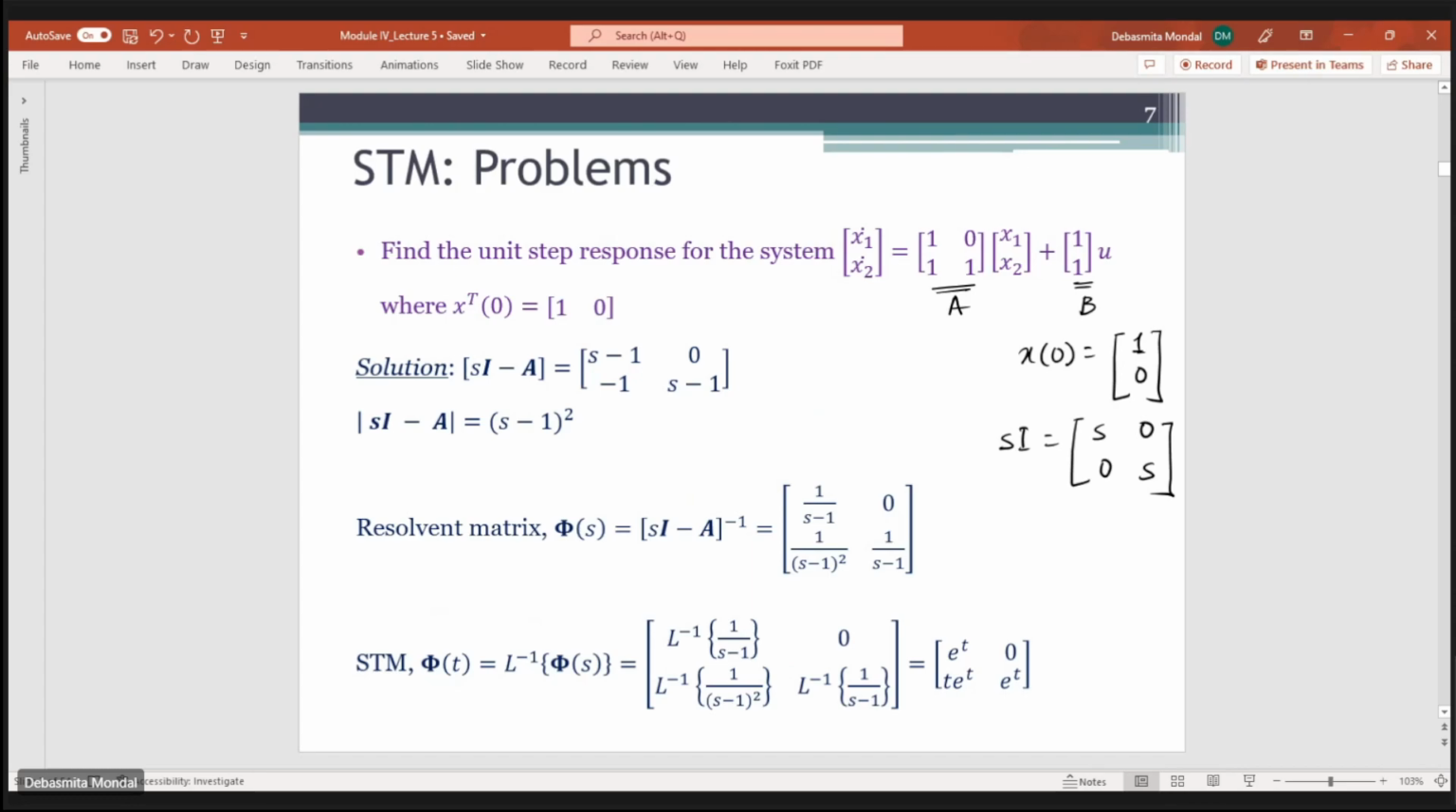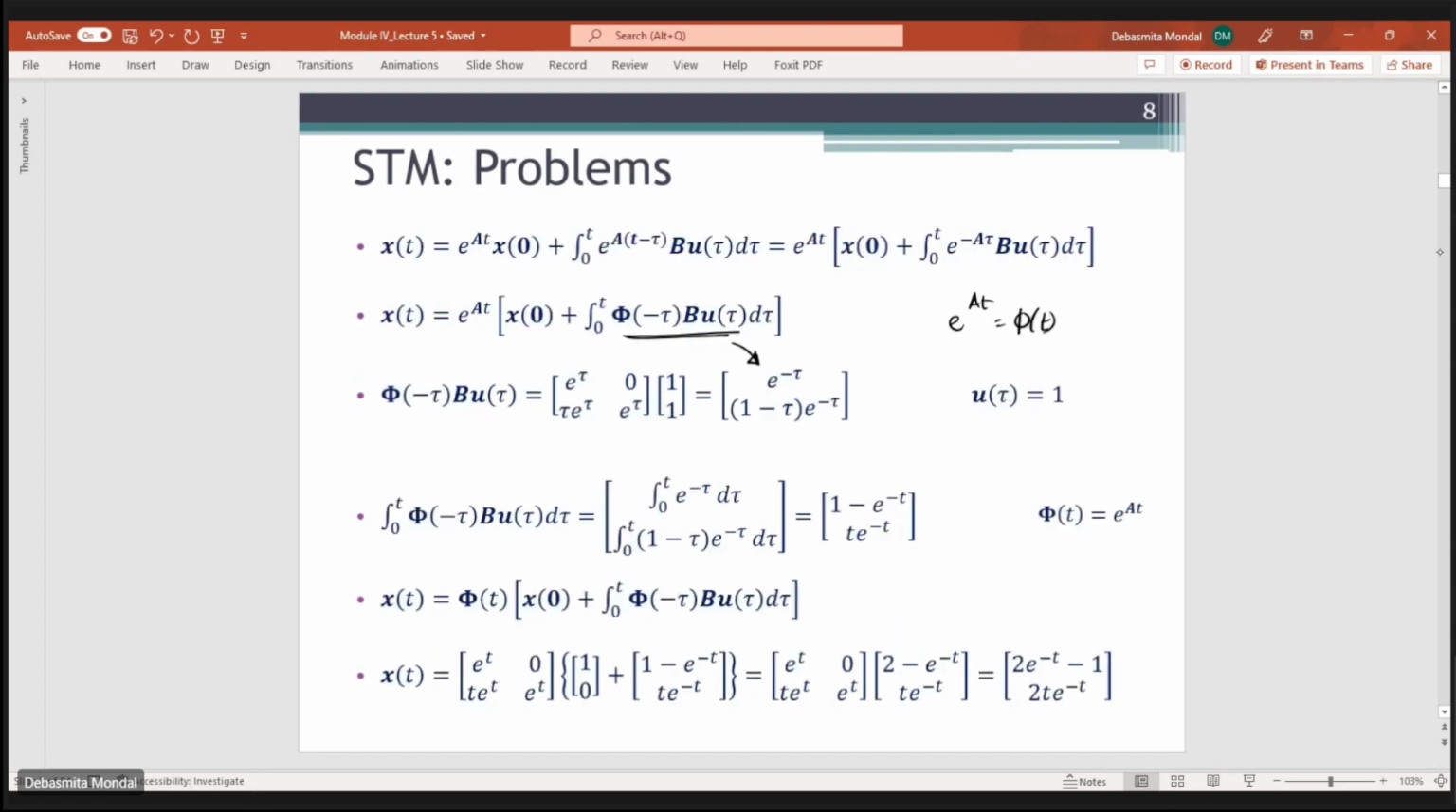Similarly, if you had a unit ramp response, in that case the value of u tau would not be equal to 1. So in case you had a unit ramp response, u(t) would be equal to t, or u tau would be equal to tau. Then similarly you have to put the value of tau over here and continue with the calculation.